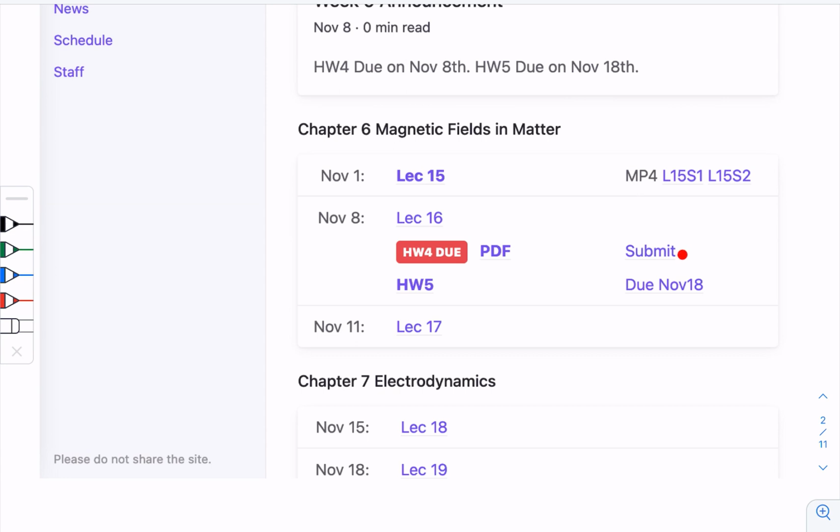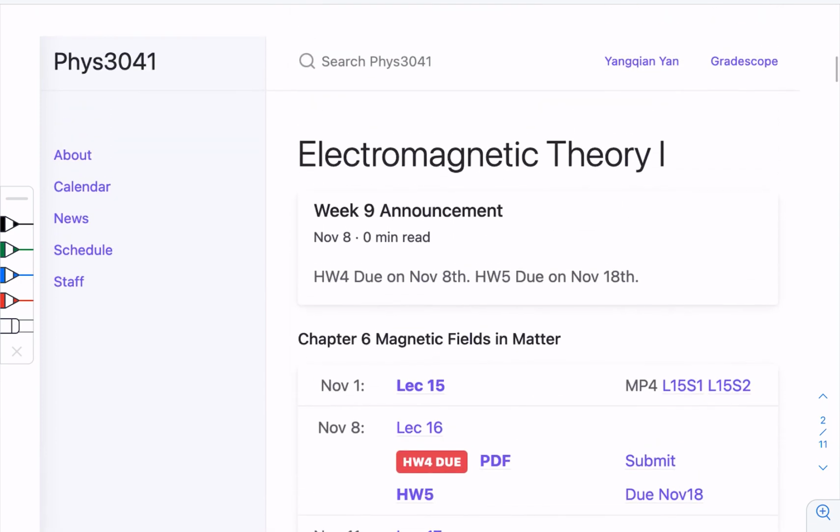You can click on the link here. This will take you to Gradescope, and you can download the homework by clicking on the link here. Now, if you check on the left, this is a link that gives you some background about the course, so you can find some resources about the course.